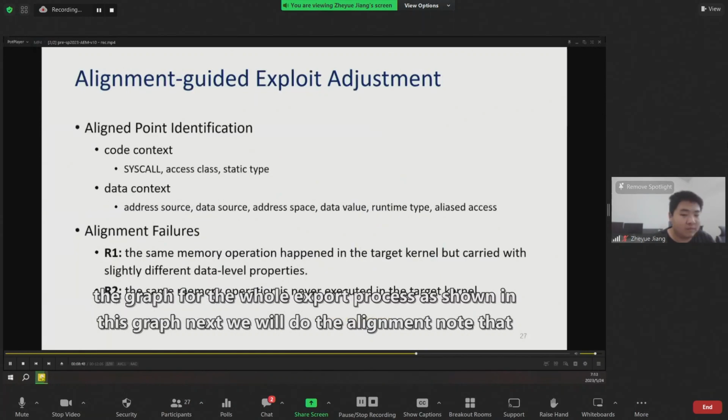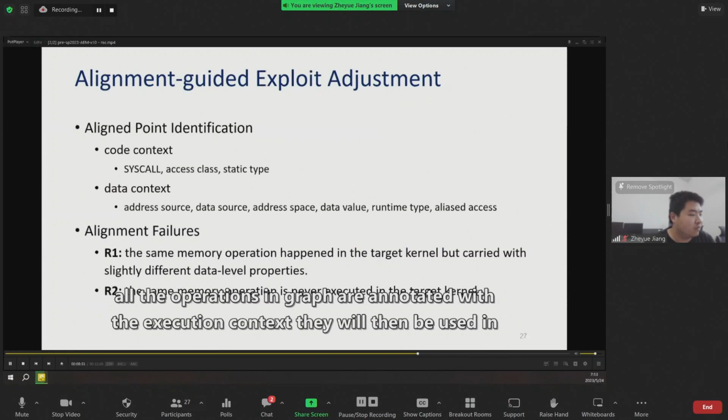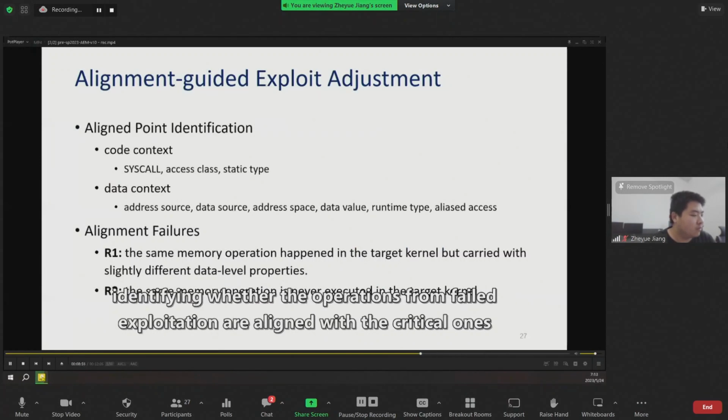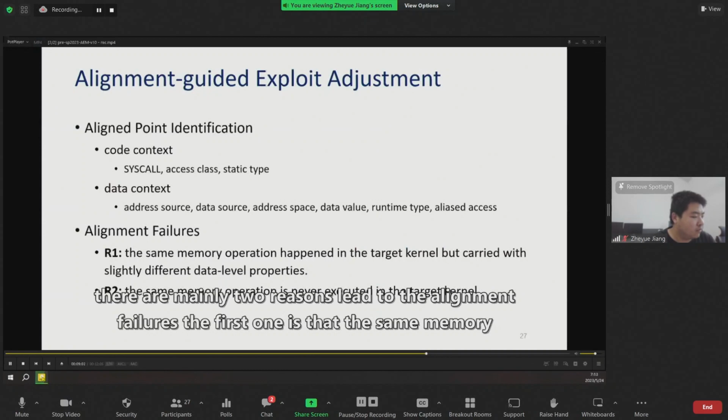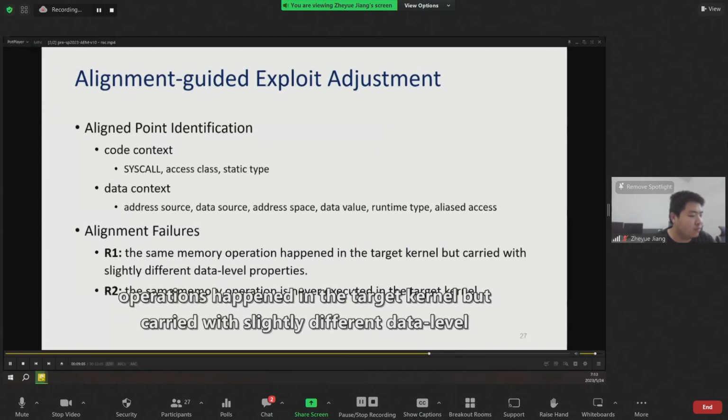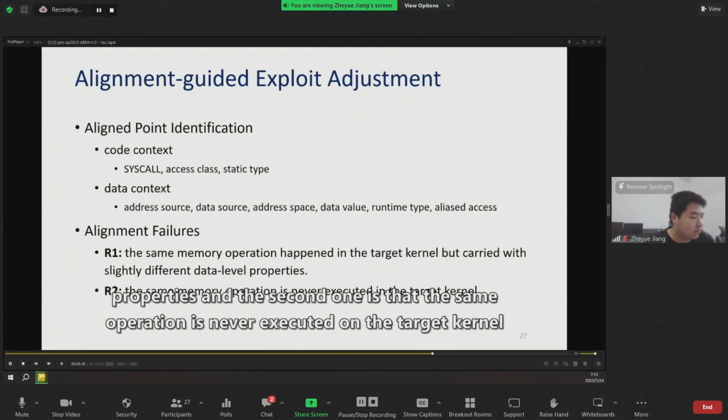Next, we will do the alignment. Note that all the operations in the graph are annotated with the execution context. They will then be used in identifying whether the operations from the failed exploitation are aligned with the critical ones. There are mainly two reasons that lead to alignment failures. The first one is that the memory operation happened in the target kernel, but carried slightly different data-level properties. And the second one is that the same operation is never executed on the target kernel.